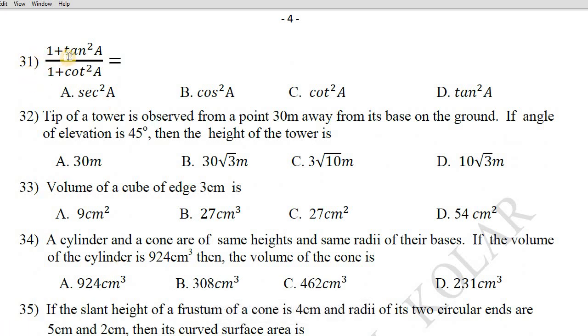Question number 31. 1 plus tan square A by 1 plus cot square A equals to. Options are sec square A, cos square A, cot square A, tan square A. As you look at the problem, what are you remembering? If you see the numerator 1 plus tan square A, you will remember the second trigonometric identity. So 1 plus tan square A is equal to sec square A. Write that in the numerator, and in the denominator 1 plus cot square A we can write as cosec square A.